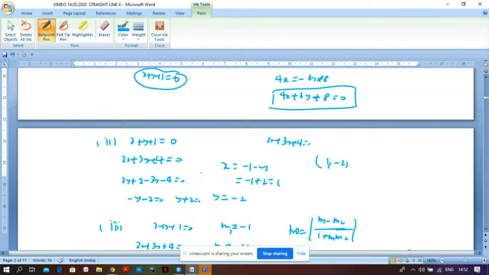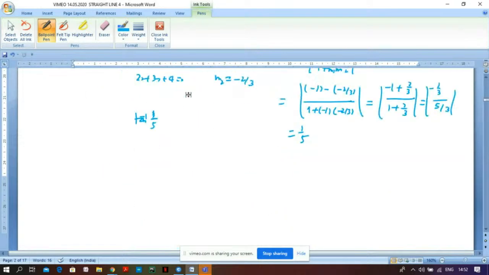And so we got two lines, x plus y plus 1 is 0, and 2x plus 3y plus 4 is 0. I can solve them to find the point of intersection. I can find their m1 and m2, and then I can find their angle also. So that is one method.